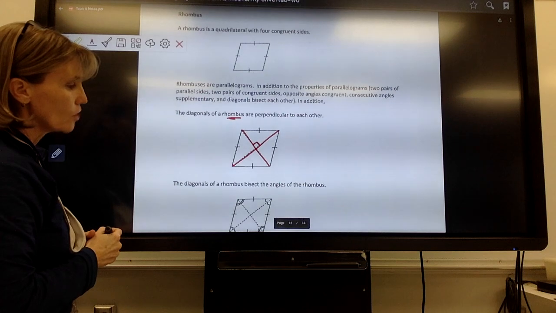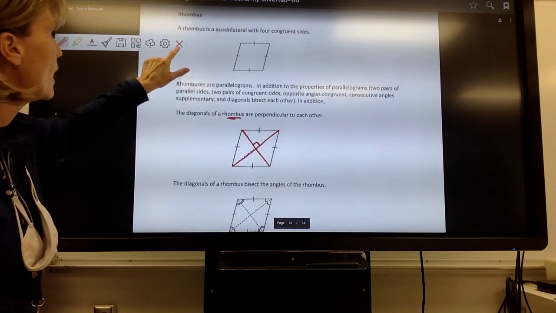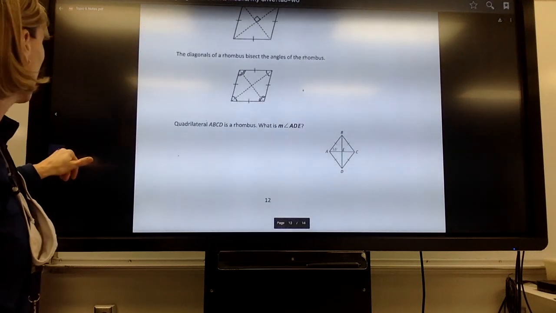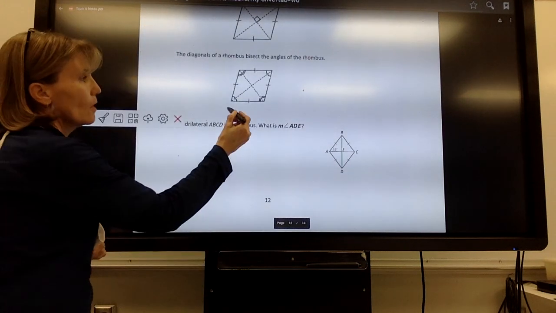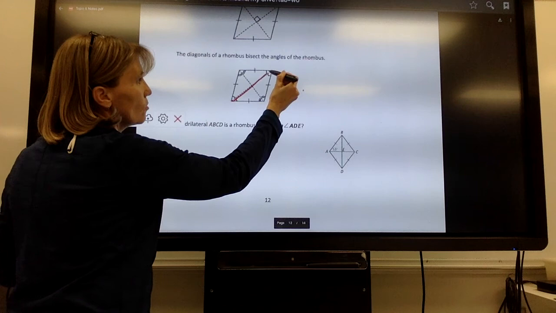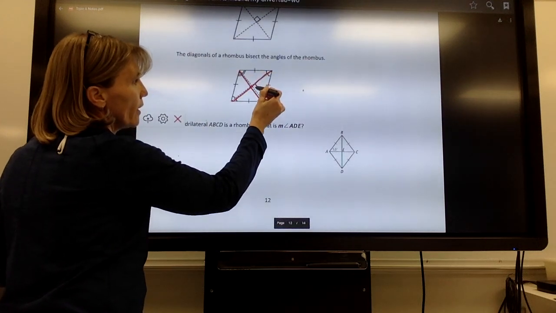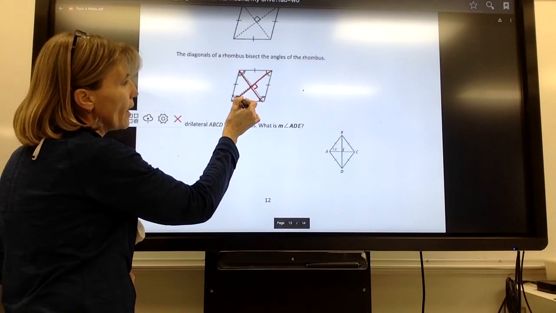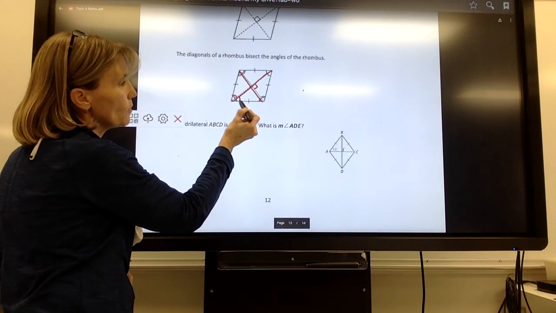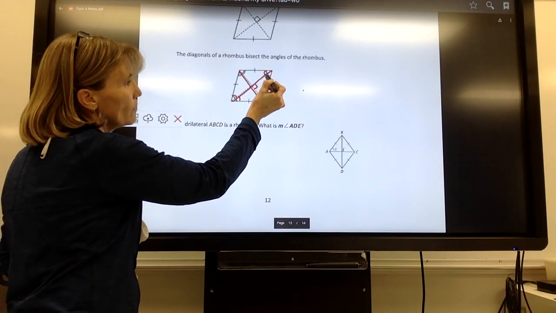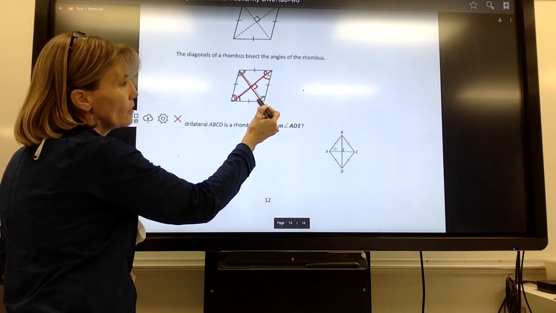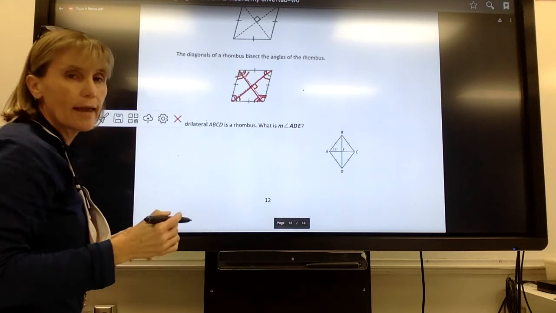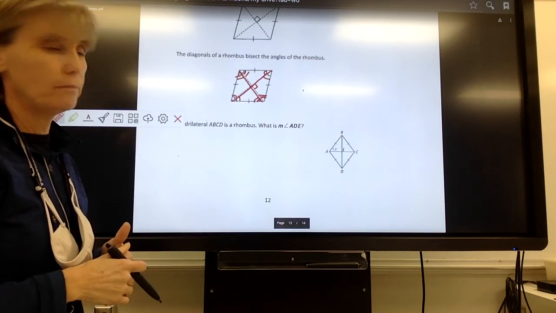Also, the diagonals of a rhombus bisect the angles of the rhombus. So if you look at the diagonals down here, not only are these diagonals perpendicular, so we've got a 90-degree angle there, but these lines bisect the angles. So we've got the same measurement on both sides here, the same measurement on both sides there, and same thing here. Those angles in the corners get bisected.